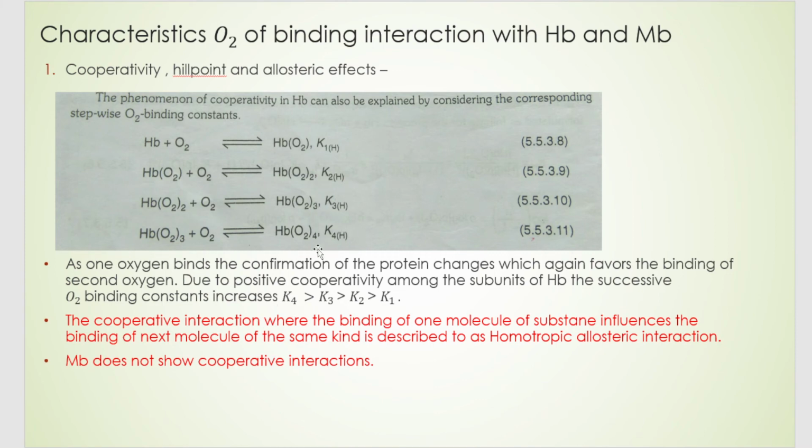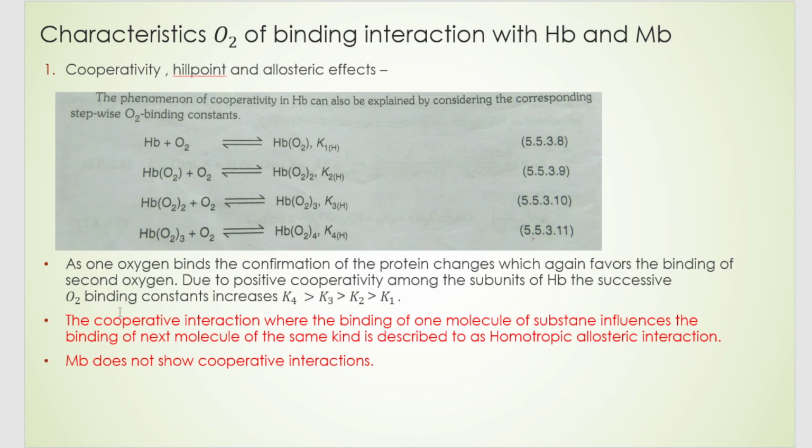This is the highest binding constant, because here 4 atoms are there. Here 3 atoms of oxygen are there, so it is comparatively lesser than this, but more than K2. Then comes K2 and K1. This is the increasing order of the successive oxygen binding constants. So this is the cooperative effect.